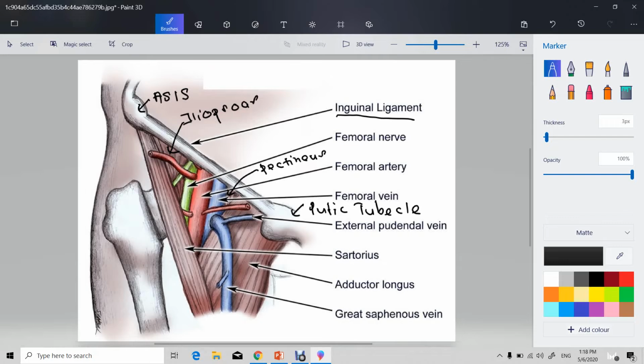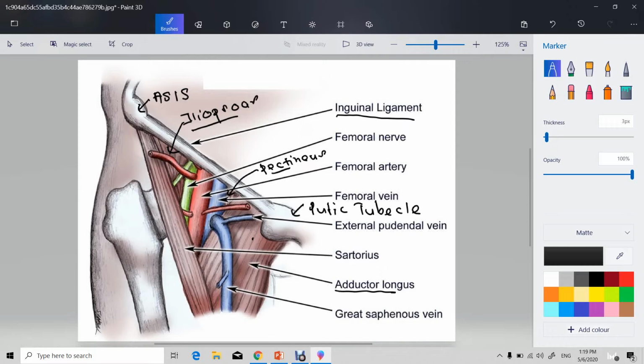The most medial muscle is the adductor longus muscle. So I repeat, the floor of the femoral triangle is formed, from lateral to medial, by iliopsoas, pectineus, and adductor longus muscles. And all these structures are covered by the deep fascia known as fascia lata.